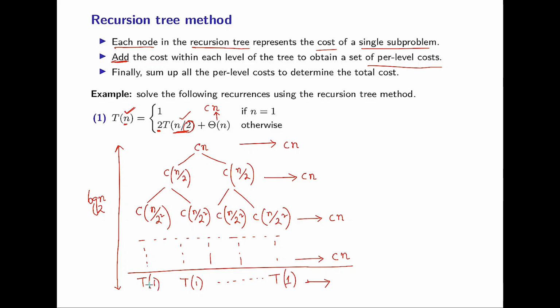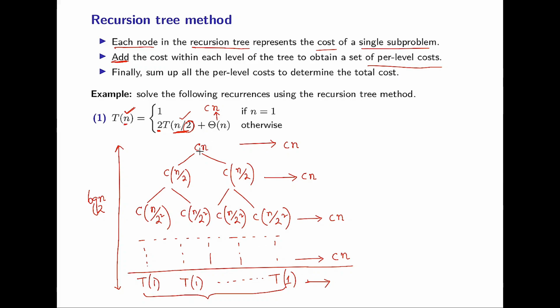Because here you see, here it stopped. And what is the cost of this T1? T1 means n equal to 1. So when n equal to 1, T1 is equal to 1. So here the cost of each node is 1. But how many nodes are there in the tree at the last level? We need to find out, and then we'll multiply with the cost of T1, right? Then we'll get the cost at this level.